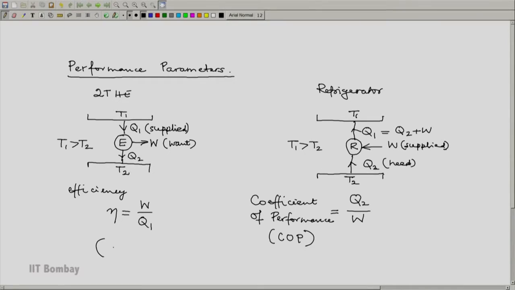Again you will notice that the Kelvin-Planck statement of the second law dictates that this efficiency can never be 1, it has to be less than 1. Similarly, we know that here W cannot be 0, so the COP has to be a finite number. Now the second law limits, efficiency less than 1 and COP a finite number, are qualitative.